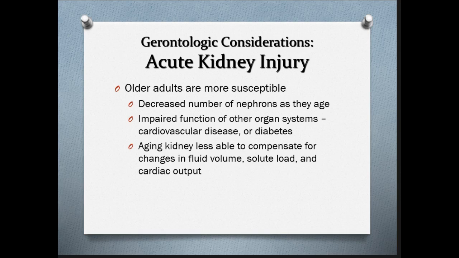Uremia alters both central and peripheral nervous system function. CNS manifestations occur early and include changes in mentation, difficulty concentrating, fatigue, and insomnia. Psychotic symptoms, seizures, and coma are often associated with advanced uremic encephalopathy.